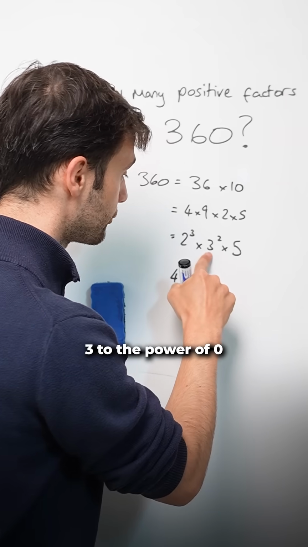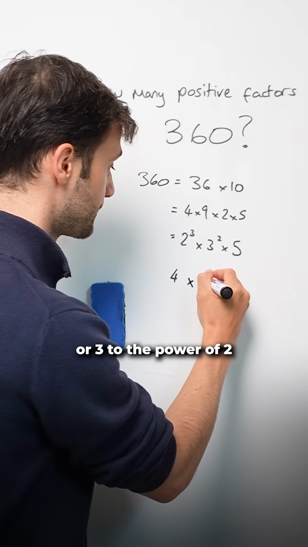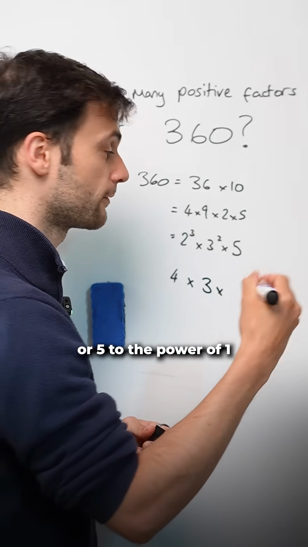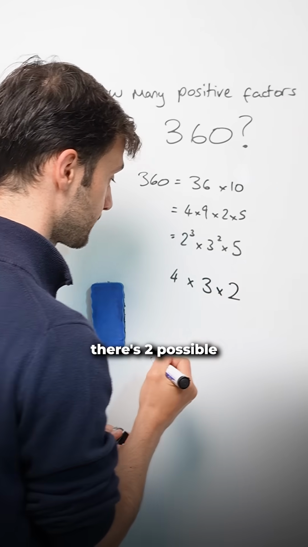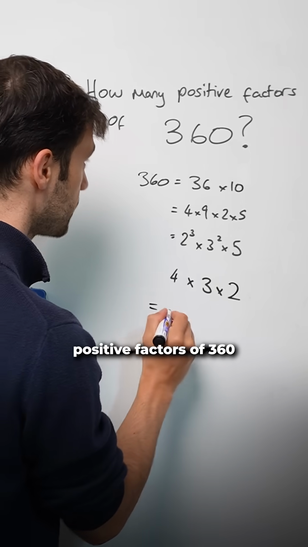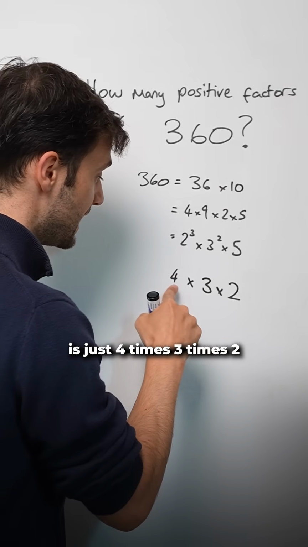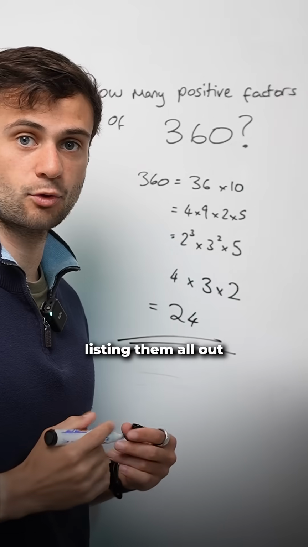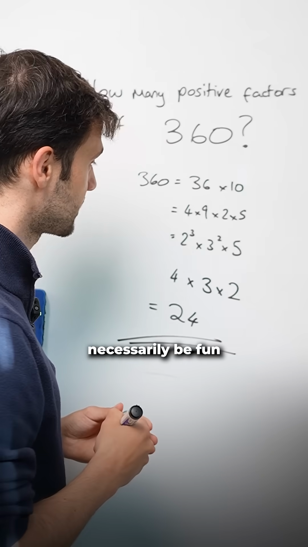We could have 3 to the power of 0, 3 to the power of 1, or 3 to the power of 2. There's 3 possible options here. And we could have 5 to the power of 0 or 5 to the power of 1. There's 2 possible options here. So the total number of positive factors of 360 is just 4 times 3 times 2, which is 24. Much quicker than listing them all out. It would be possible, but wouldn't necessarily be fun.